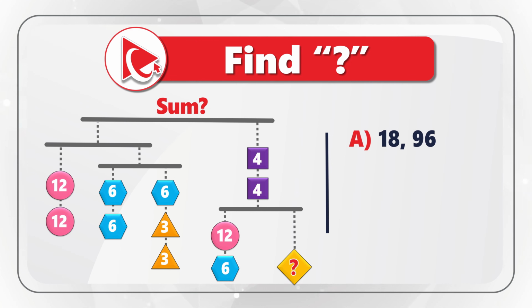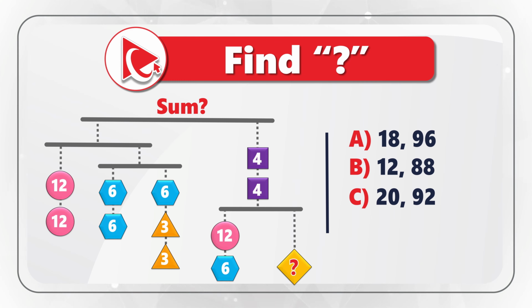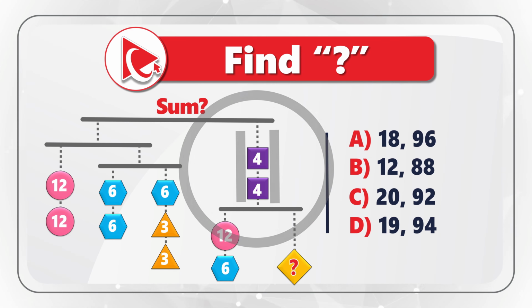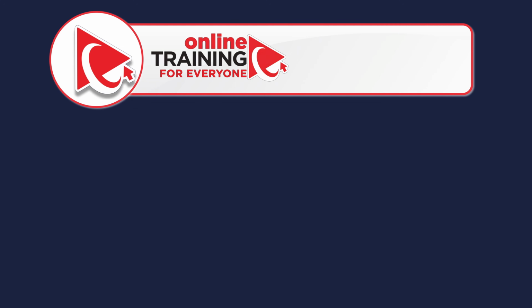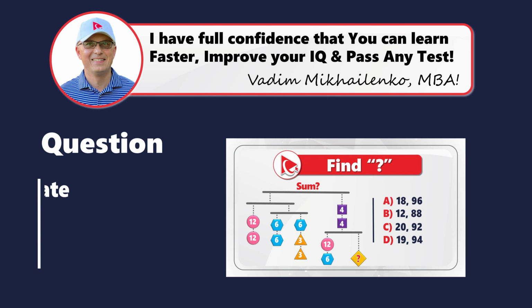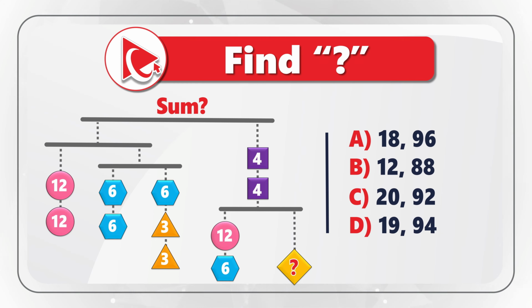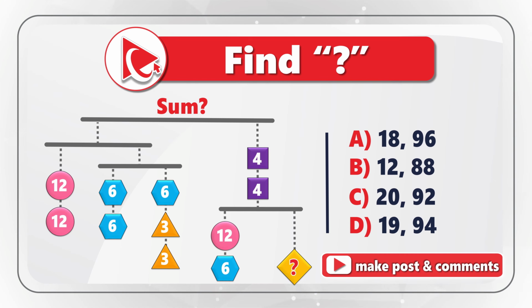Choice A, values 18 and 96. Choice B, values 12 and 88. Choice C, values 20 and 92. And last but not least, choice D, values 19 and 94. Take a close look, maybe pause this video to see if you can complete the calculations. On my end, I'm moving forward to share with you my version of the calculations. And obviously, if you have a better way to solve it, please make sure to post in comments.